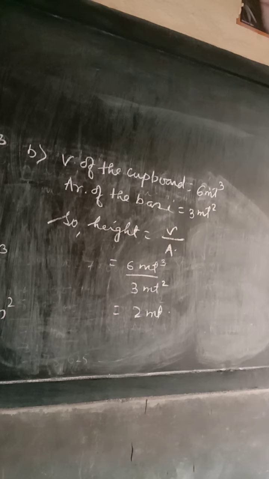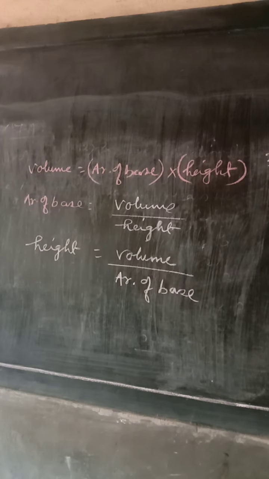Now question number C, the volume of the microwave is given and the height is given. You have to find the area of the base. You have to do question number C. Now come to question number D, just have a look.